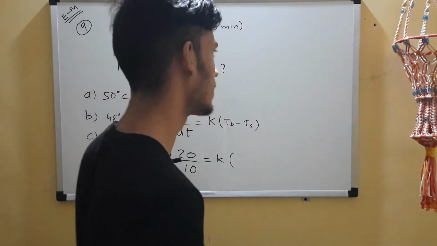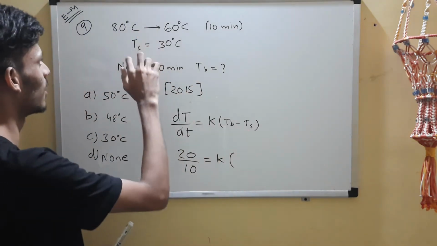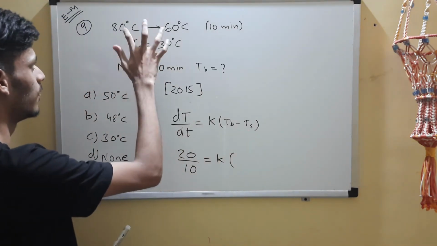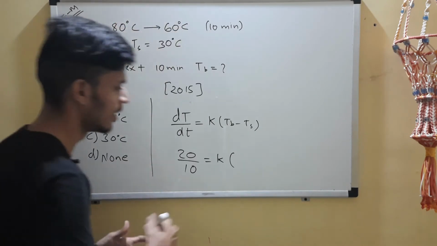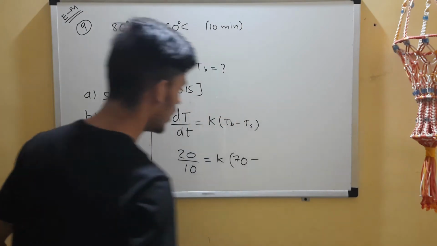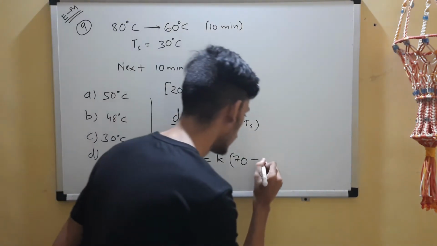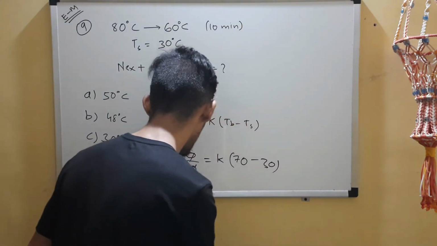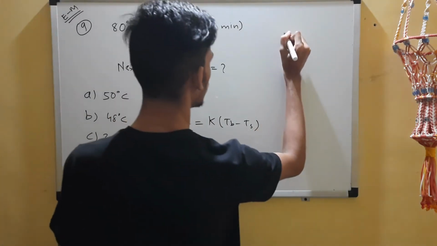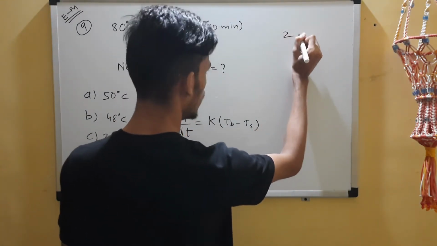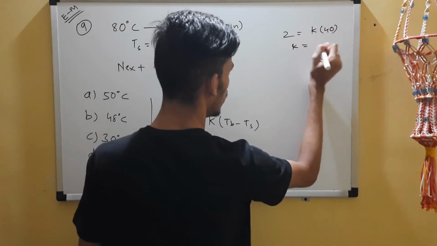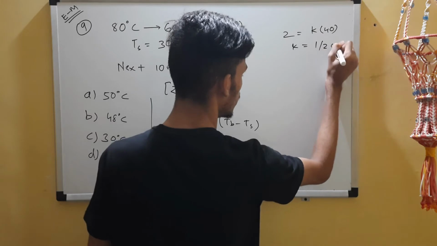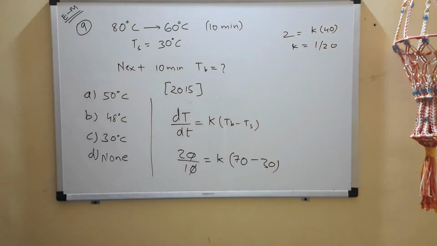Which value will you place? Average, right? We'll take the average. We make an assumption over here, we take the average. So average of 80 and 60, that will be 70, right? No need to calculate. Minus temperature of the surrounding, 30. Okay, so this and this will get cancelled. 2 equals k into 40. So k value, you can get it from here. K value is 1 by 20, right? K value is 1 by 20.